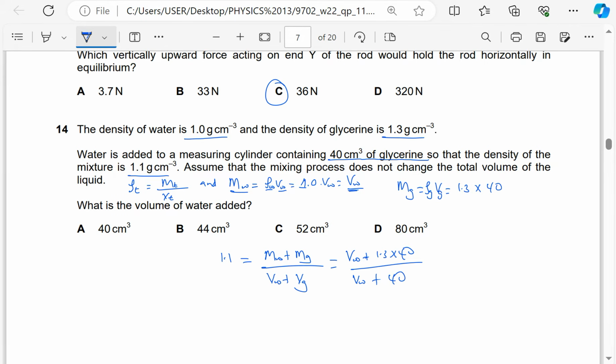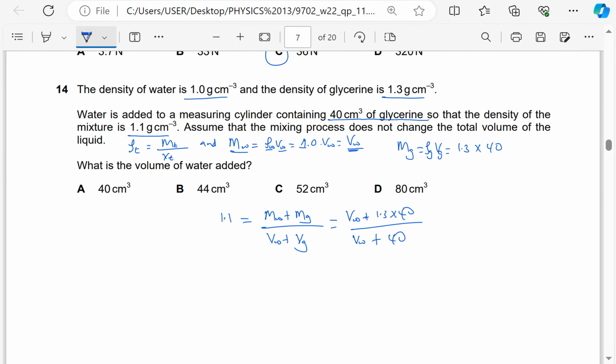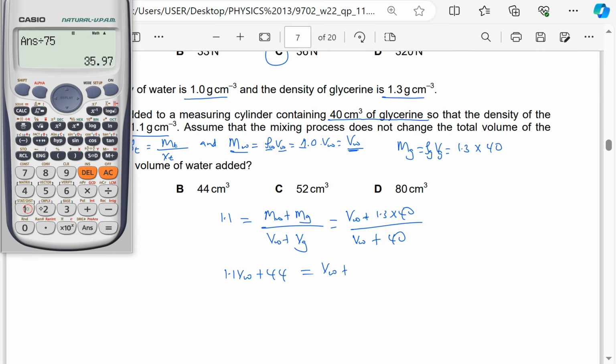So all I remain with is to solve this equation. So I'll say 1.1 times VW plus 40, if I'm cross multiplying, should be equal to VW plus, what is 13 times 4? I think this is plus 52.